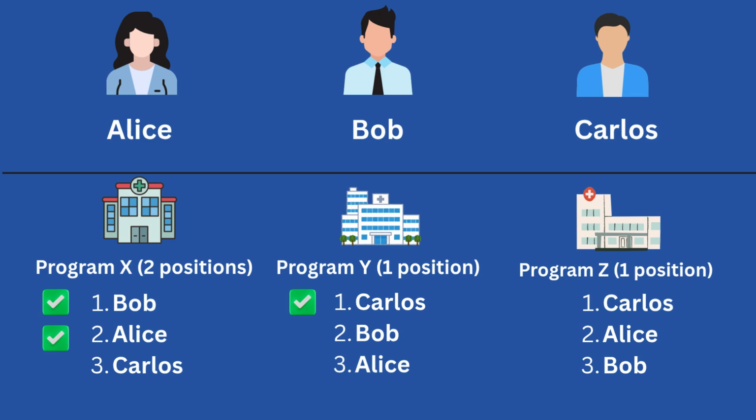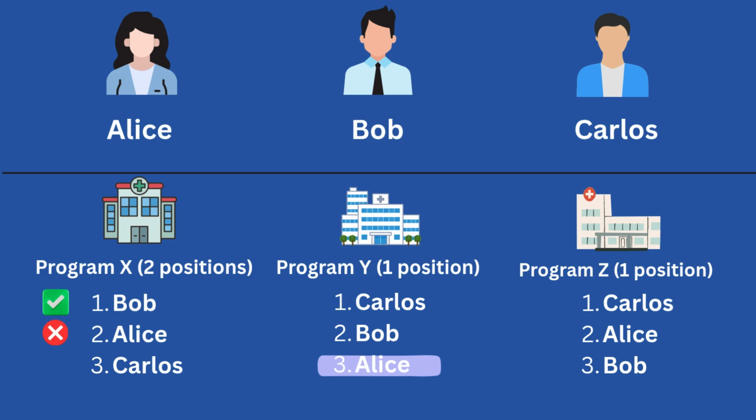At the end of round 1, we have Program X tentatively matched with Bob and Alice, Program Y tentatively matched with Carlos, and Program Z with no applicants yet. Round 2. The algorithm now evaluates if any programs receive higher-ranked applicants in subsequent rounds. Program X receives Bob, who is ranked higher than Alice on their list. So Bob stays, but Alice is bumped from her tentative match because Program X ranked Bob above Alice. Now Alice is unmatched again, so the algorithm moves to her second choice.